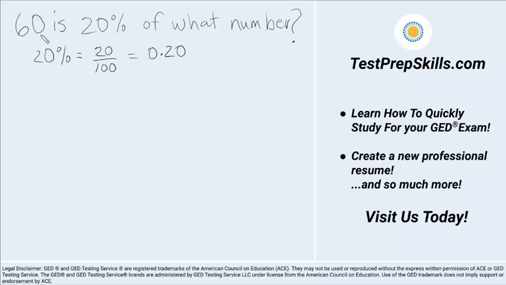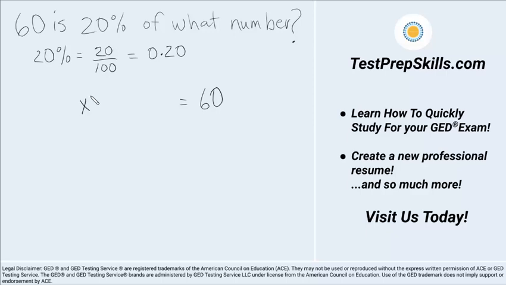Okay, so it says 60 is 20% of what number? So we know 60 is our answer, right? It's the answer to our equation, not the number we're looking for, but 60 is the answer to our equation. So we had a number, we took 20% of it, and the answer was 60. Okay, so let's write that. We're going to write equals 60. So what did I just say? I said we had a number. We don't know this number. Let's call that x. We took 20% of that number.